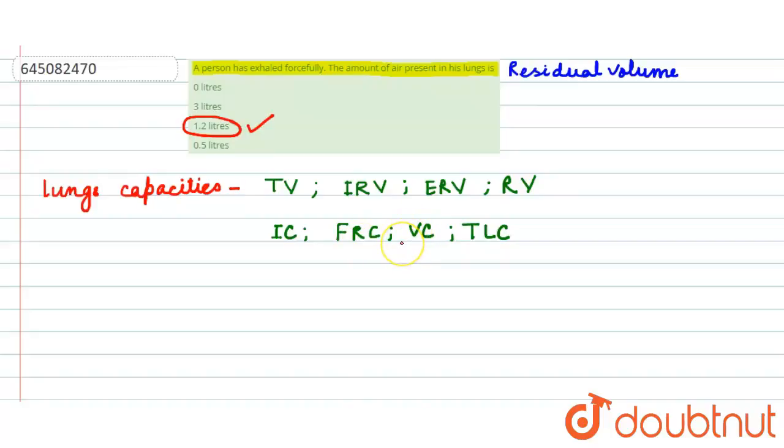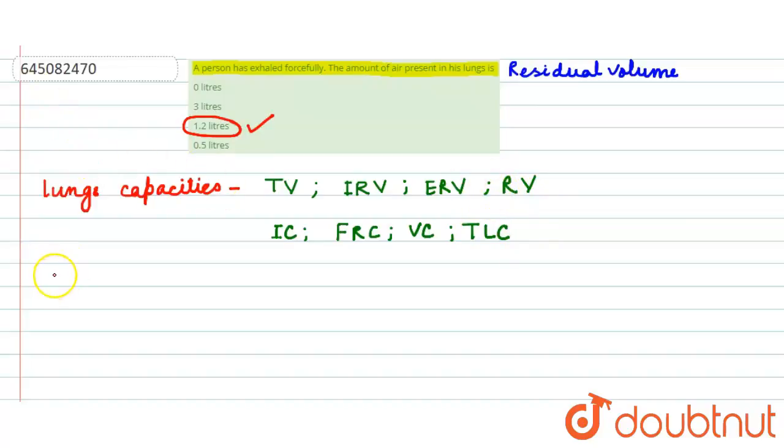Now talking about VC, that is vital capacity, it is the maximum amount of air that a person can expel from the lung after maximum inhalation. It is known as vital capacity, and it is around 4.5 liters. And the last one which we are having is total lung capacity, that is the maximum amount of air that can be held at any time in the 2 lungs. So it is about 6 liters.